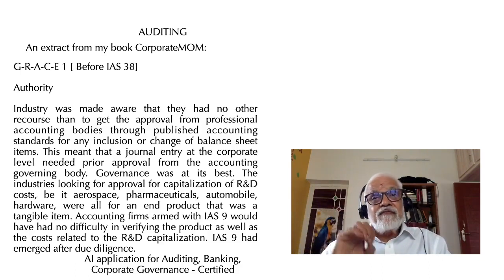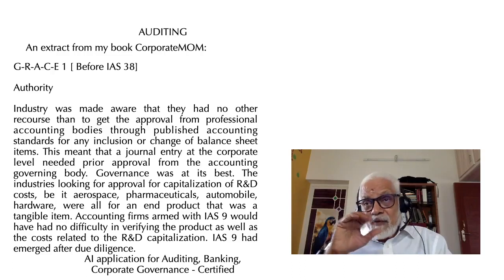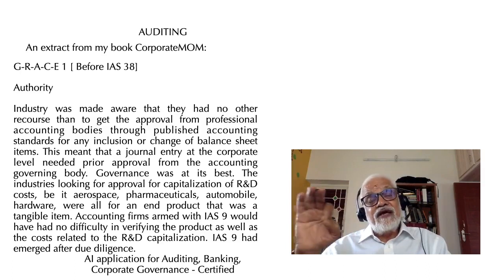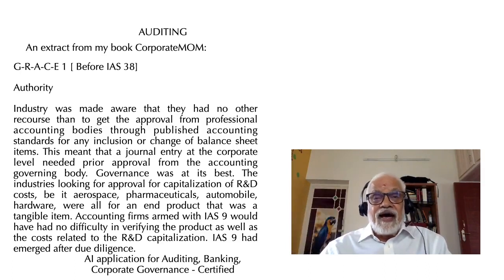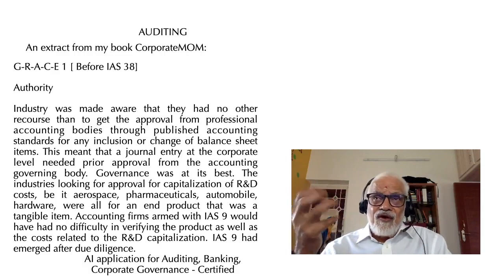The industry was looking for approval for capitalization of R&D costs, be it aerospace, pharmaceuticals, or automobile hardware, all for an end product that was a tangible item. Accounting firms armed with IAS 9 would have no difficulty in verifying the product as well as the cost related to the R&D capitalization. IAS 9 had emerged after due diligence. That was Grace 1, before IAS 38 emerged. When it emerged, IAS 38, intangible assets, undermined the authority of the auditors.